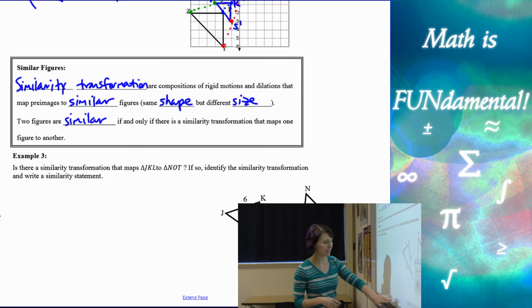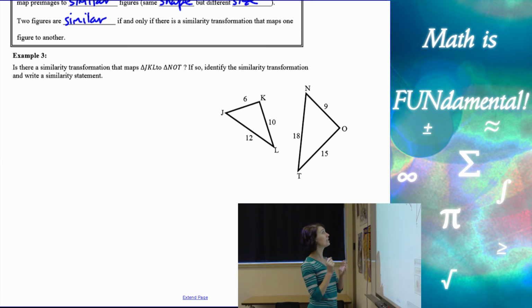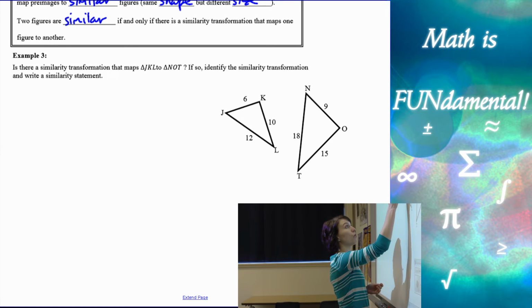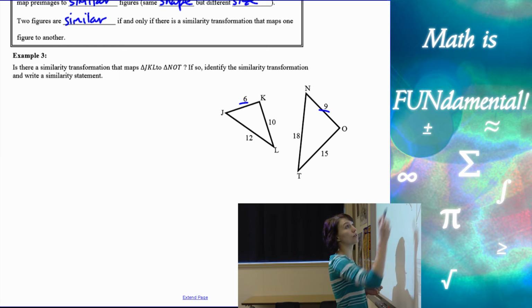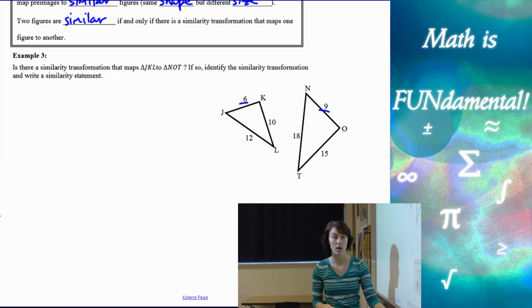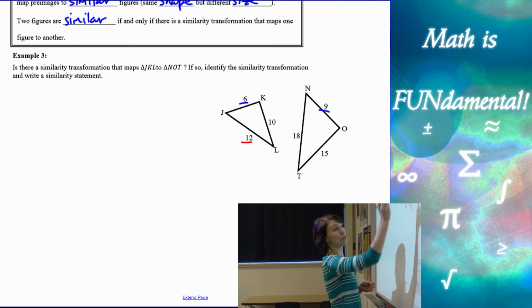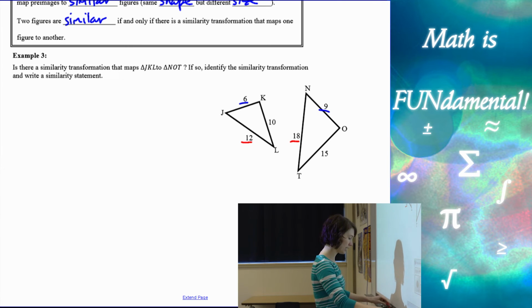So let's look at our last example here. Is there a similarity transformation that maps triangle JKL to NOT? If so, identify it and write a similarity statement. So first thing we want to look at is corresponding sides. 6 corresponds to 9 because those are the two smallest sides. And 12 is the largest, corresponding to the largest, which is 18.